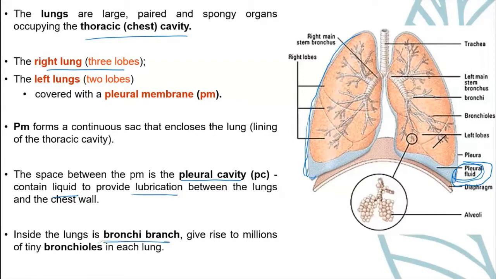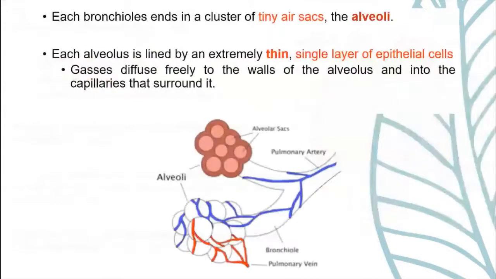Okay, so inside the lungs are the bronchi, branches that give rise to millions of tiny bronchioles. So the bronchus branches into bronchioles, and then each bronchiole ends in a tiny cluster of air sacs, which are the alveoli, plural. Singular is alveolus.